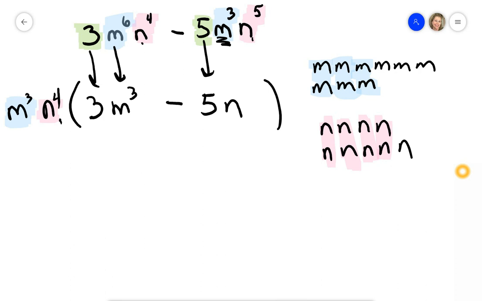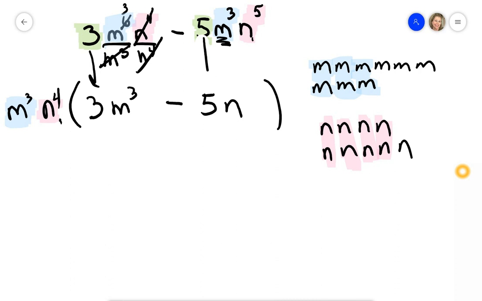Does that make sense? Maybe I should have shown the division, sorry. If you take m to the 6th divided by m to the 3rd, 3 of the m's in the bottom cancel out 3 in the top, just leaving you with 3. 6 minus 3 is 3. And n to the 4th divided by n to the 4th just cancels out as one whole. And 1 times your 3m cubed is a 3m cubed.